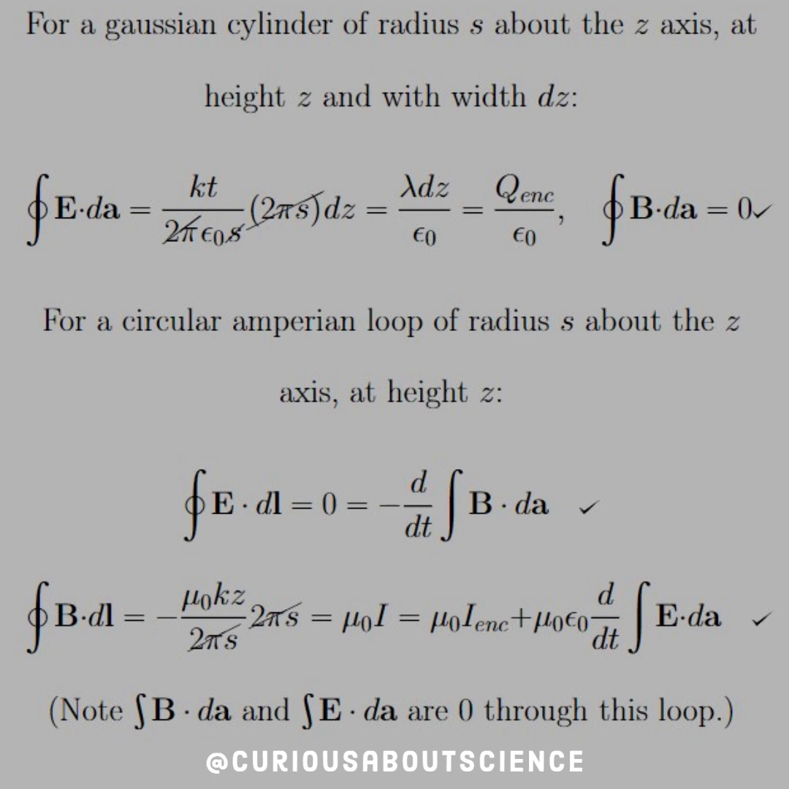But that's equal to mu naught I equals mu naught epsilon naught d/dt of the integral of E dot dA, which we solved for earlier. Note that the integral of B dot dA and the integral of E dot dA are 0 through this loop. All right, that's all we need to know, and we're good to go. That's wonderful. Good stuff.